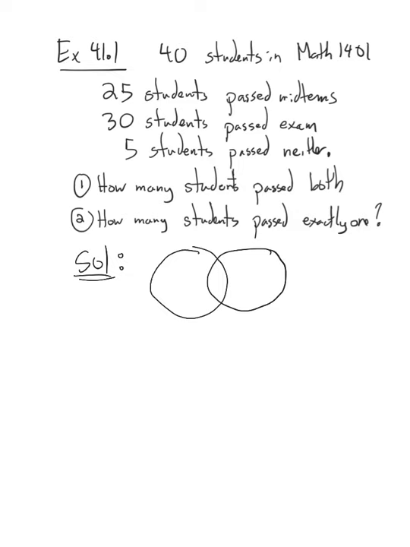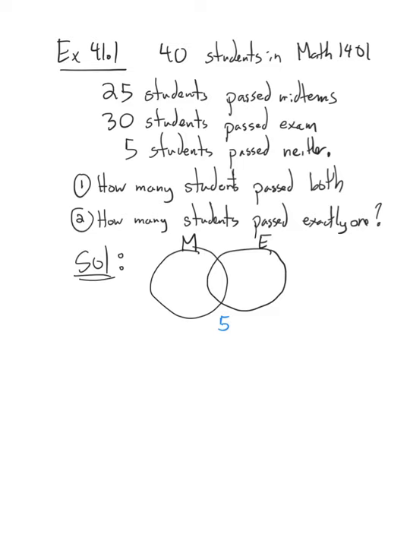So we know that 5 students passed neither. So I can put a 5 on the outside of our 2 circles. In fact, let's label these circles. We'll use M for midterms and E for exam. Okay.